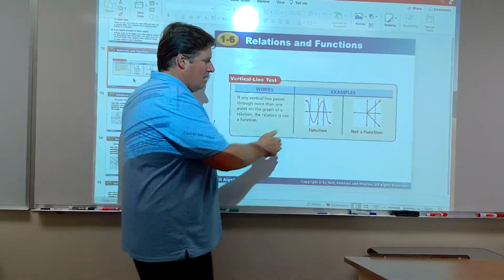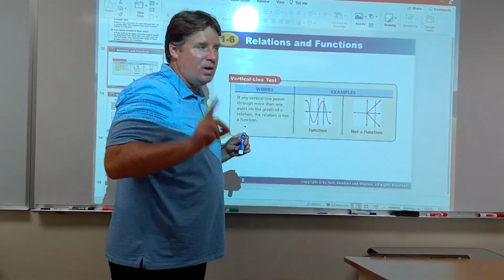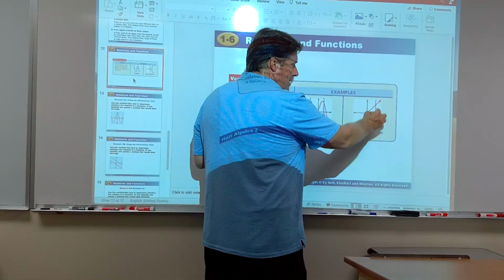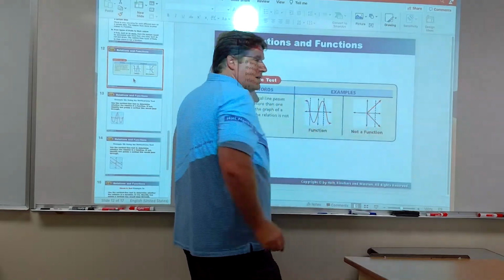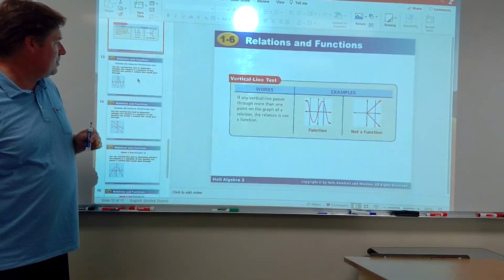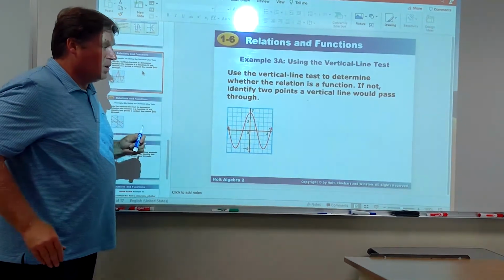So you can see here, hi-ya, hi-ya. Doesn't matter where I draw the line, it only goes through one spot. Now this example over here, hi-ya, it goes through two spots. So it is not a function. Okay, that's how you can tell. All right, so here's a couple to practice. These are the fun ones to do. By the vertical line test, we're going to give it a good hi-ya.